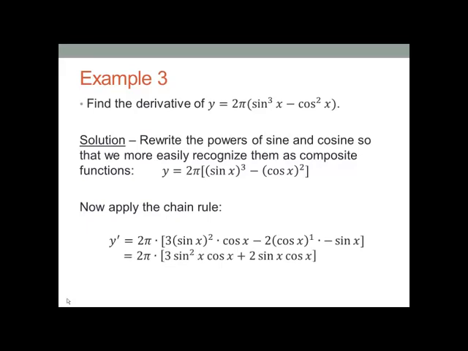So I end up with 2 pi times the quantity 3 sine squared x cosine of x plus 2 sine x cosine of x. There's a factor of sine x cosine of x in both terms, so I factor that out, and my final answer for the derivative is 2 pi sine of x cosine of x times the quantity 3 sine of x plus 2.